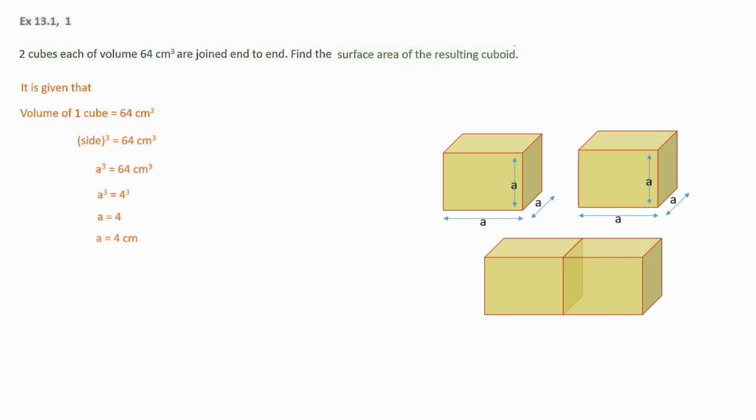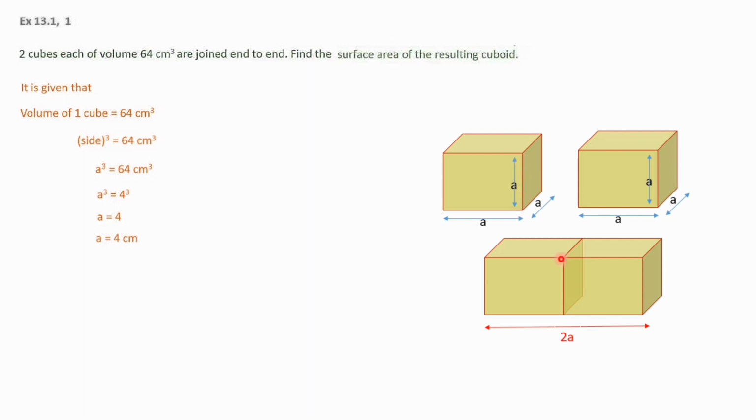And when you look at the diagram, it is quite clear that here this length is A and here another length is given, that is also A. So when these two cubes are joining end to end, means the length of the resulting cuboid will be A plus A, that is 2A, and there is no change in the height.